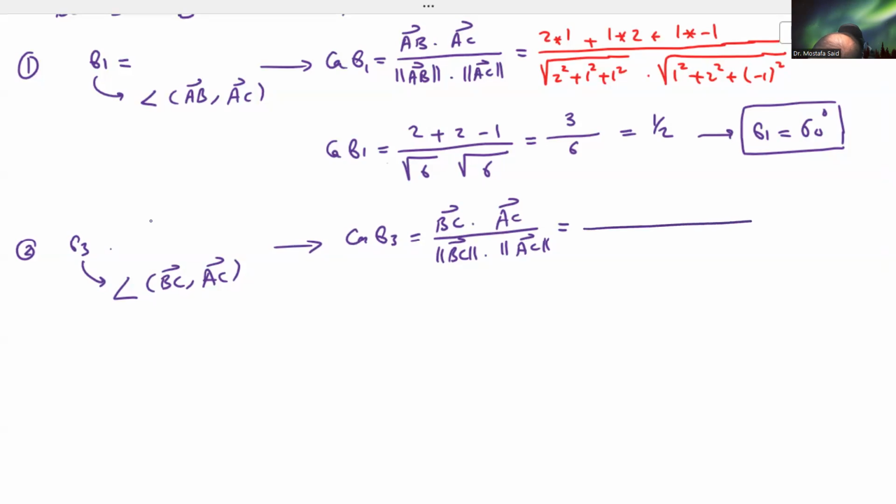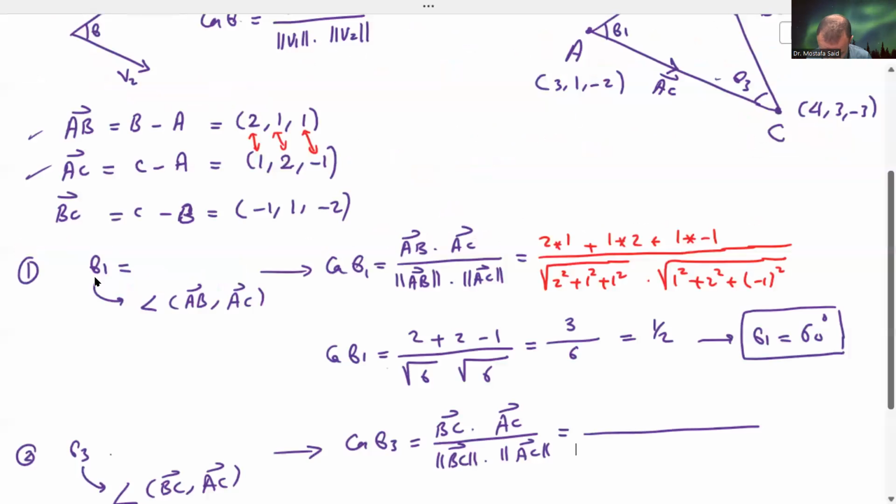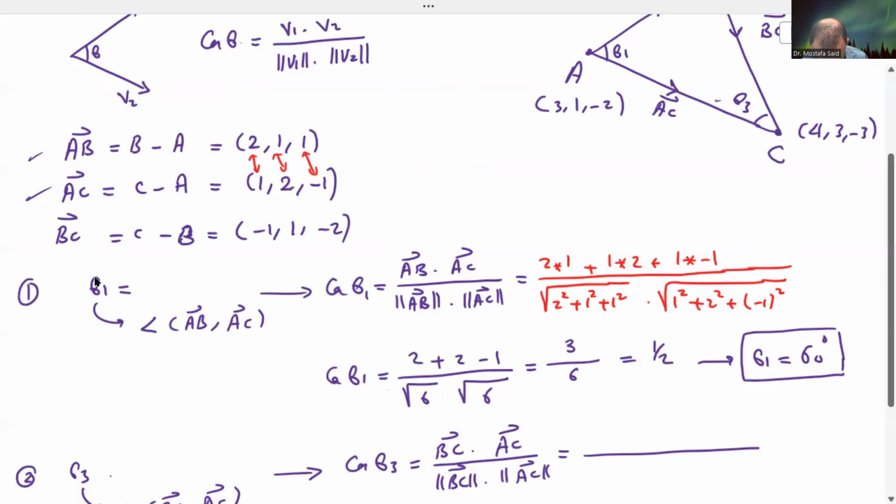So let's see. We're gonna multiply BC and AC. Luckily, they are just underneath each other. So minus 1 times 1, plus 1 times 2, plus minus 1 multiplied by minus 2.